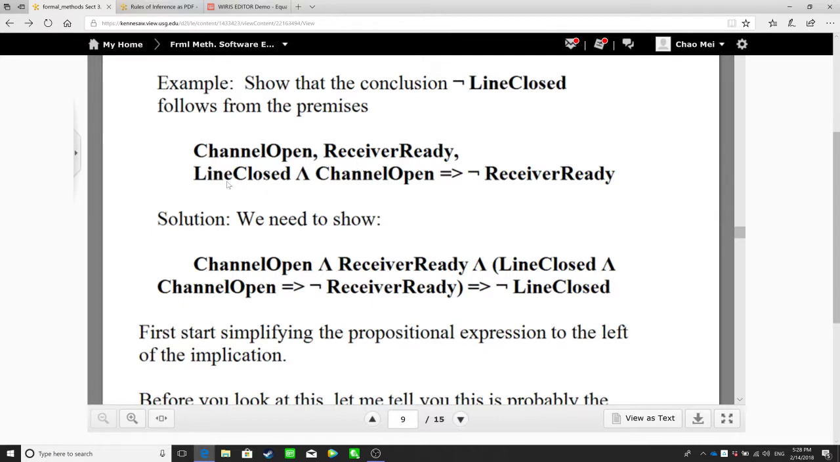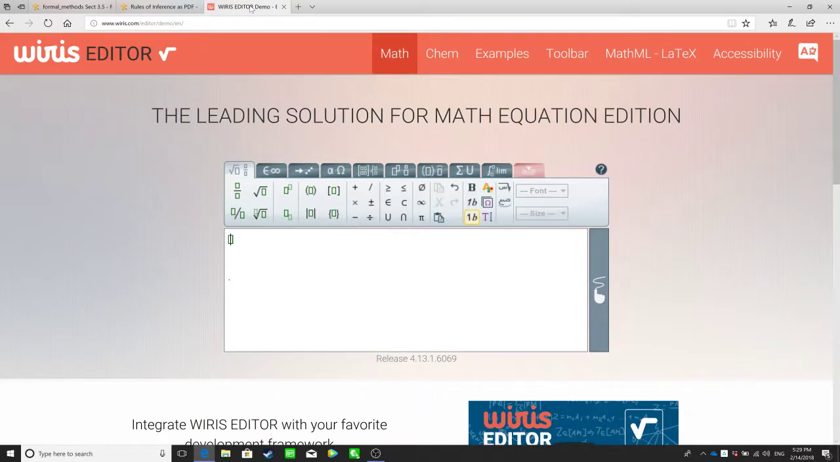Actually, the logic that connects this channel, receiver, and the line is here: line closed and channel open implies negation receiver ready. So we need to play with these three conditions and this negation line closed. We need to play with these three conditions, line closed, then somehow prove this is true. Okay, so let's try to do this.